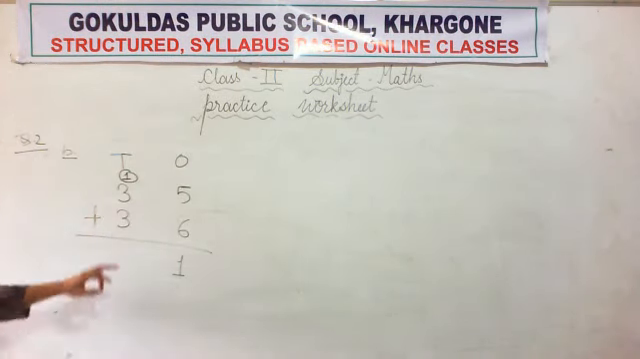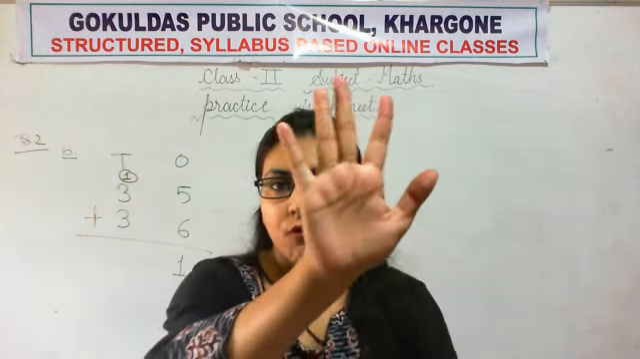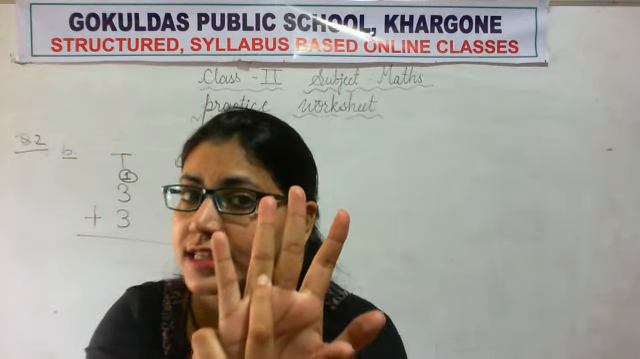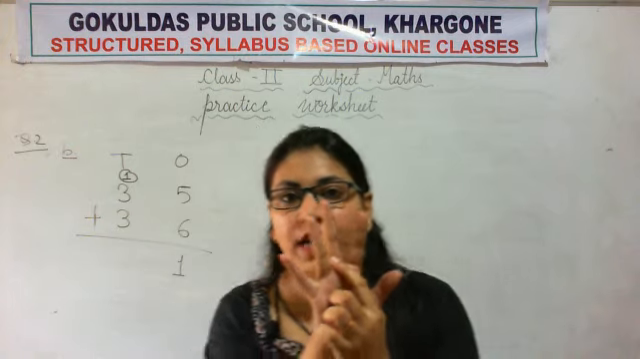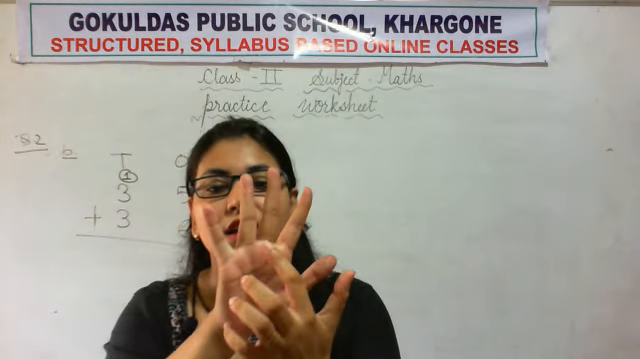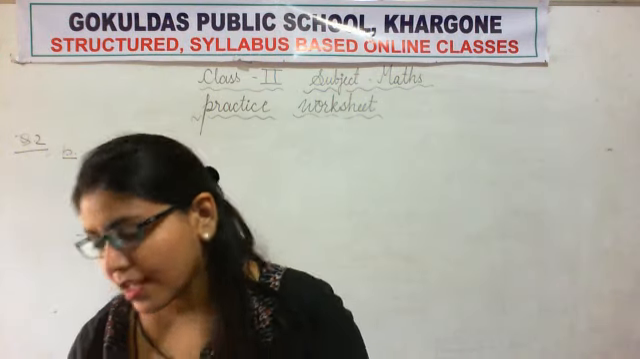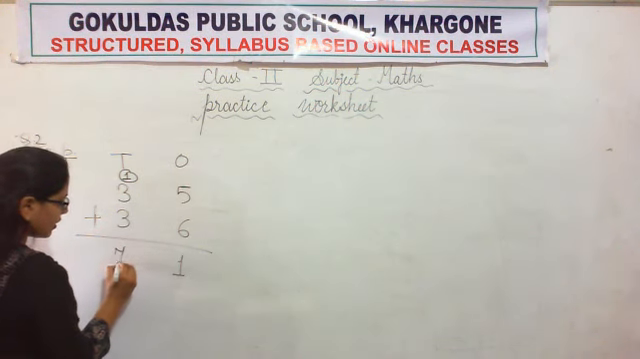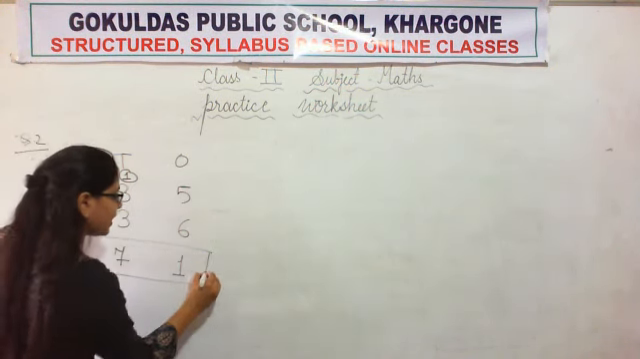Okay. Now 1 plus 3 plus 3. We'll count 1 finger mark. Then we will count 1, 2 and 3 finger marks. Then again we will count 1, 2 and 3 finger marks. Now let's count how many finger marks? 1, 2, 3, 4, 5, 6 and 7. 7 finger marks. It means we will write the number 7. Now we will round off this 71.